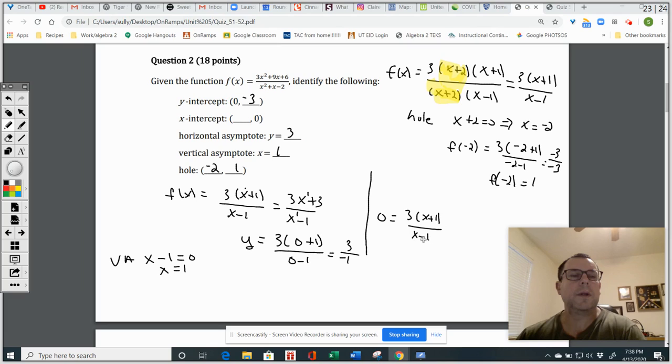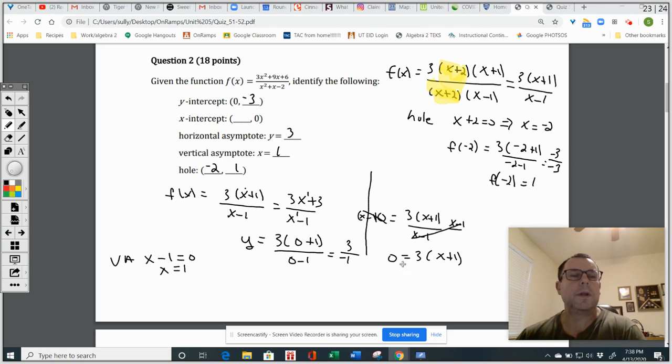So we know we've got to clear our fractions. We're going to multiply through by x minus 1. And so we multiply this side by x minus 1 and this side by x minus 1. And so 0 times x minus 1 goes away, and x minus 1 divided by x minus 1 goes away. And we're left with 0 equals 3 times x plus 1.